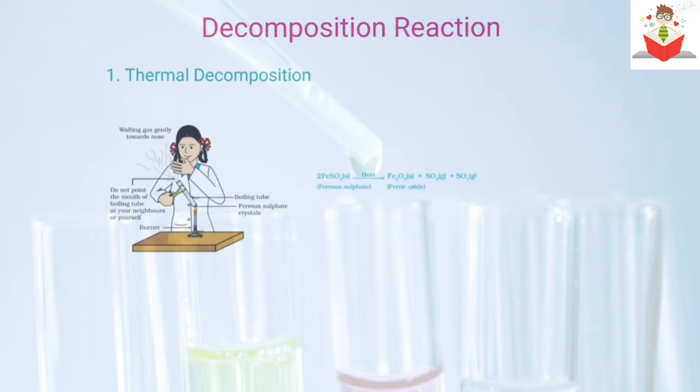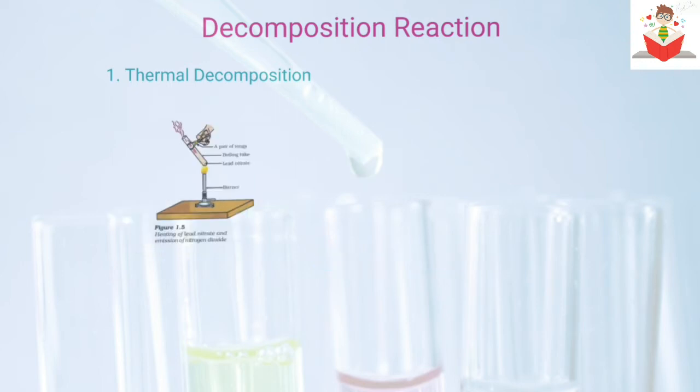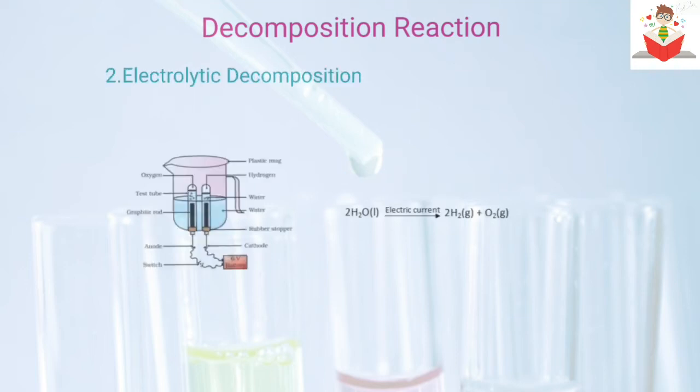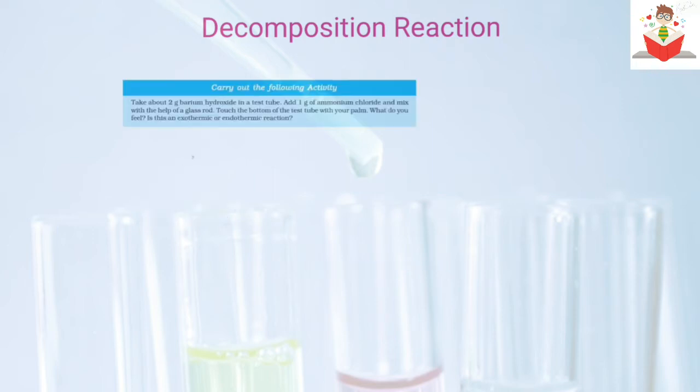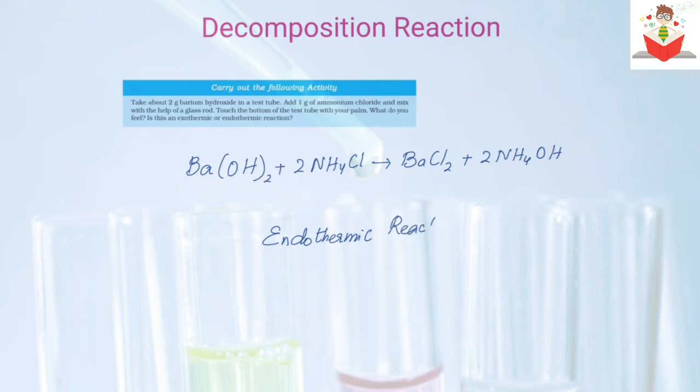Now let's have a quick recap. We saw the thermal decomposition of ferrous sulfate, calcium carbonate, and lead nitrate. And we saw electrolysis of water. Water decomposes to hydrogen and oxygen. And also photochemical decomposition of silver chloride and silver bromide. And we also know that most of the decomposition reactions are endothermic, that is, energy is absorbed. We also know that the reaction between barium hydroxide and ammonium chloride is endothermic reaction.